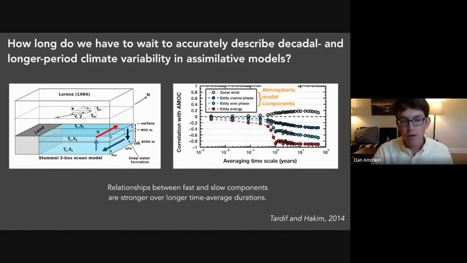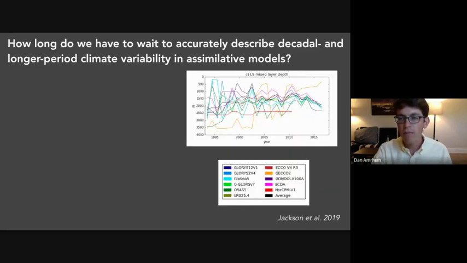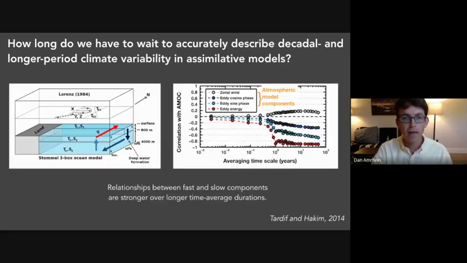One of the things that they point out in this simple model is that the relationships between the fast and slow components, the atmosphere and the ocean components, are stronger when you compute longer time average durations. So it may be that while it's difficult to constrain the instantaneous or yearly average values of AMOC or these other large-scale climate properties, these longer period averages, if you can constrain them with DA, might be lower hanging fruit.